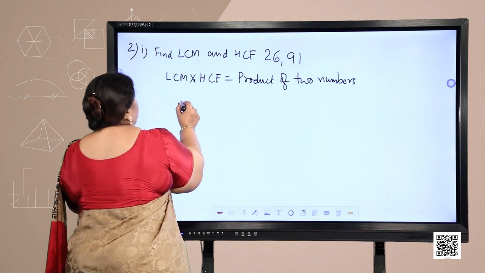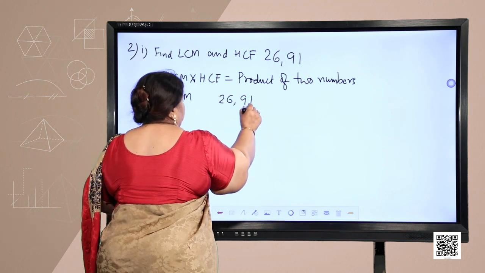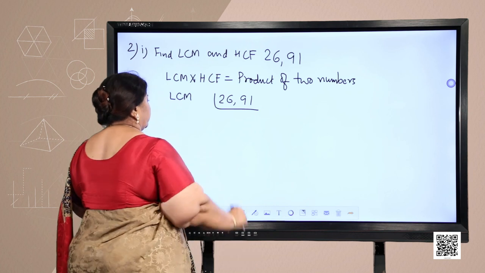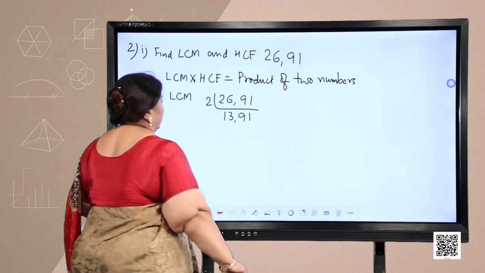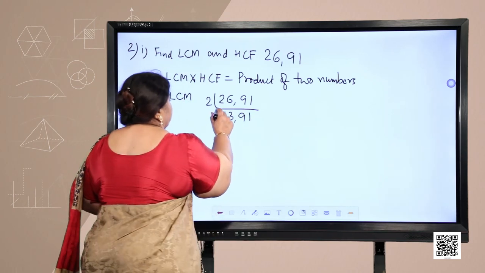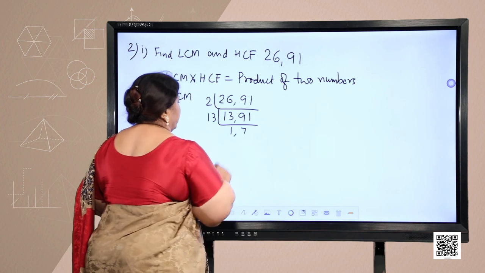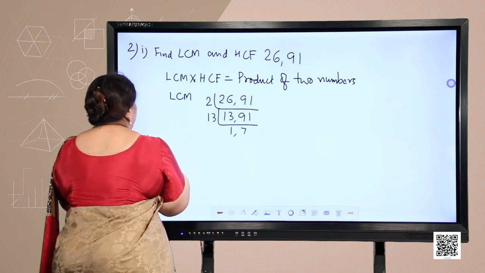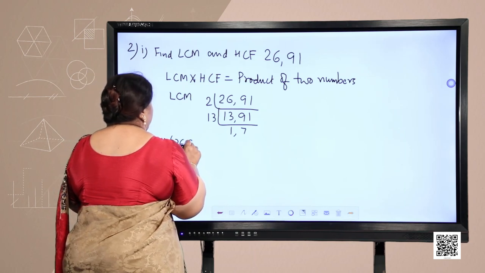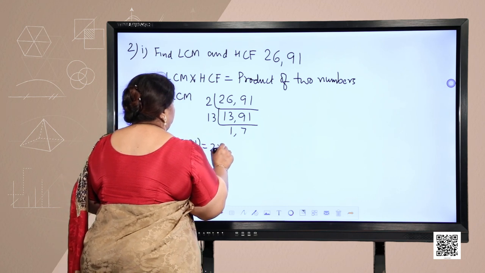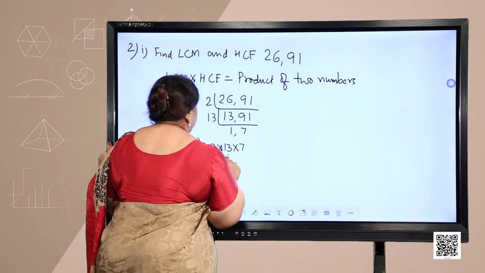Now, to find out the LCM, let me take using prime factorization method. Of course, we can find that 2 is the smallest prime number. So, we get here 2 13s are 26 and 91 as it is. Now, 13 is the next prime number, 13 ones are 13 and 7 13s are 91. That means I could write down LCM of 26 and 91 as 2 into 13 into 7. That is 26 into 7.